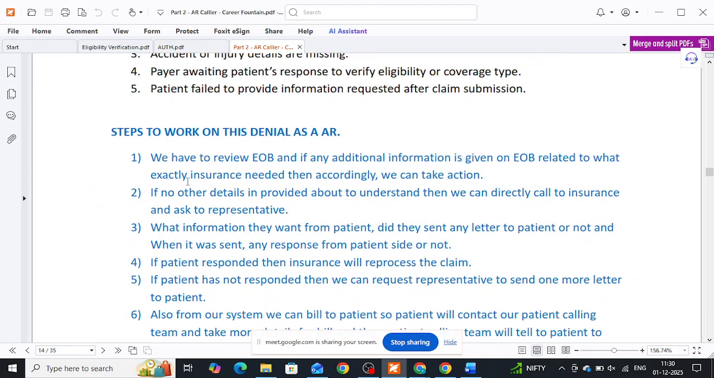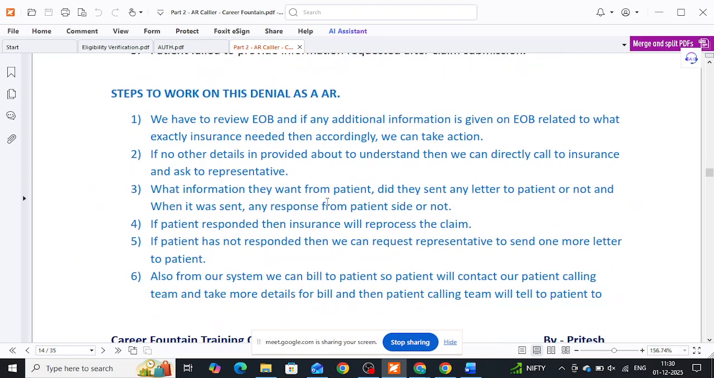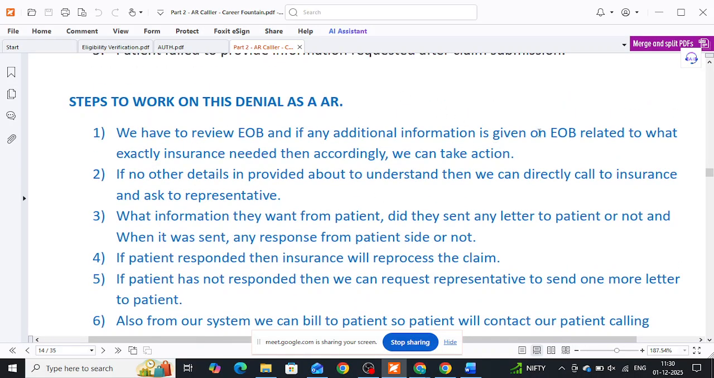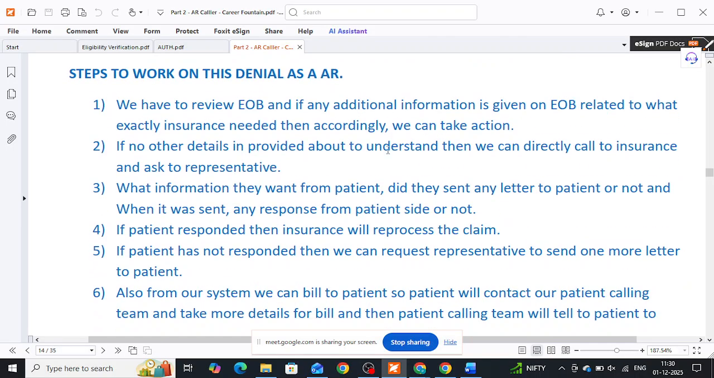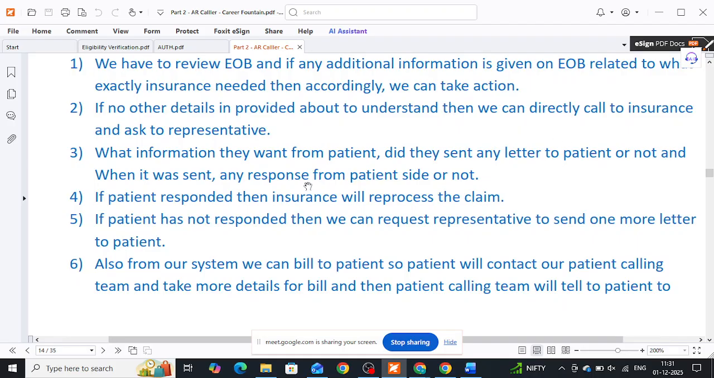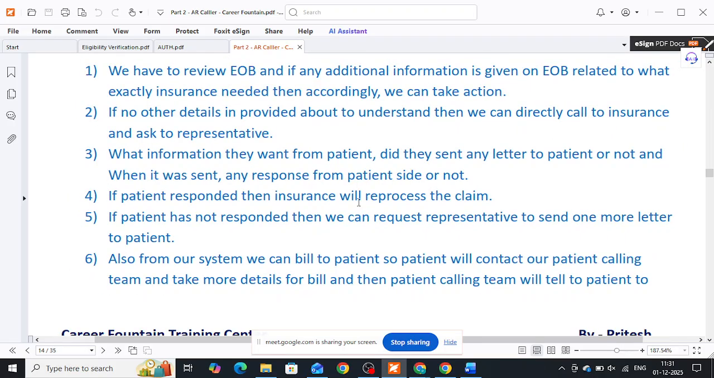So what do we have to do once we receive additional information needed from the patient? Simple. As I said, we have to open the EOB and check whether any additional information is given related to the denial. If not, then we'll call and try to understand what they want, and where we can send it, or where the patient can send it. When they send the letter, the same points are mentioned there.